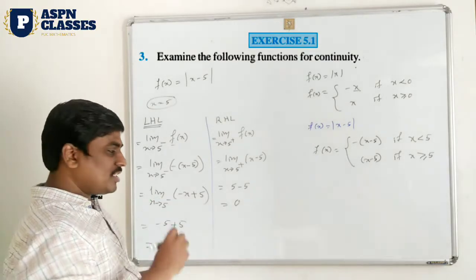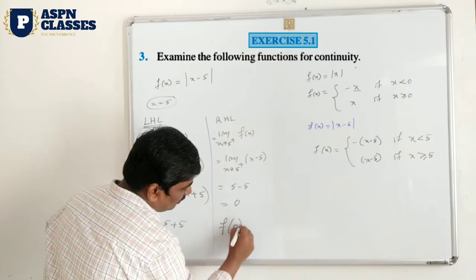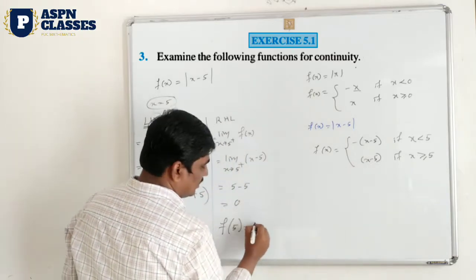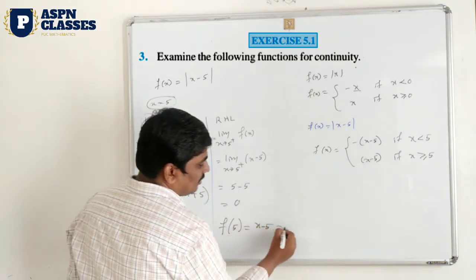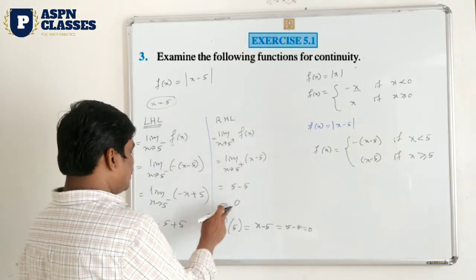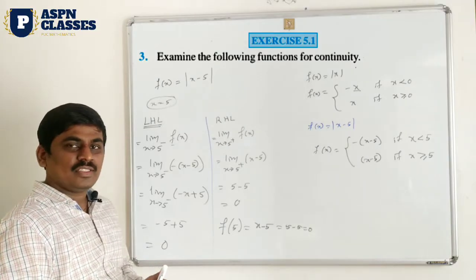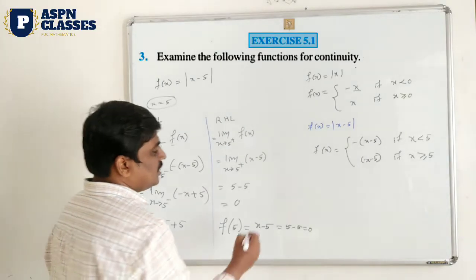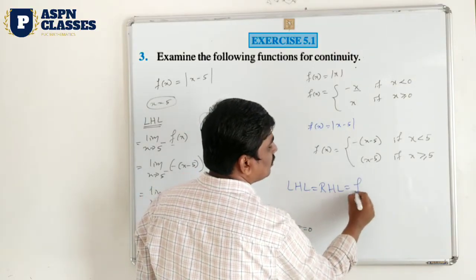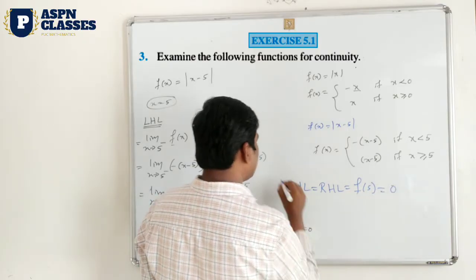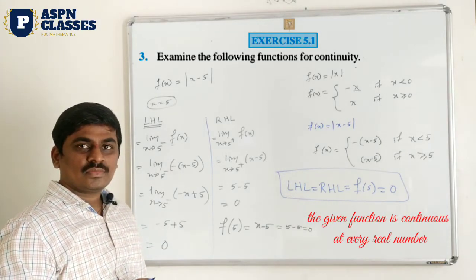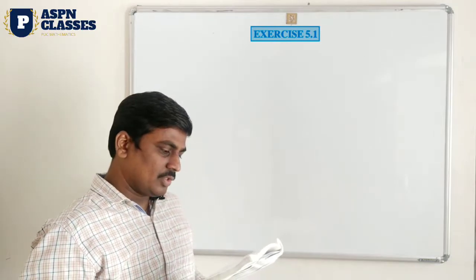And what is the next result? The function also you have to check out, the function f of 5. f of 5 means at x equals 5, only here there is the equals symbol. Again, what is the result here? x minus 5 is there. Now fill in 5 minus 5, you get the answer 0 again. The function answer and limit answer are the same. What is the conclusion? For the given function, LHL equals RHL equals f of 5 equals 0. Therefore the given function is continuous at every real number. Now it is clear.